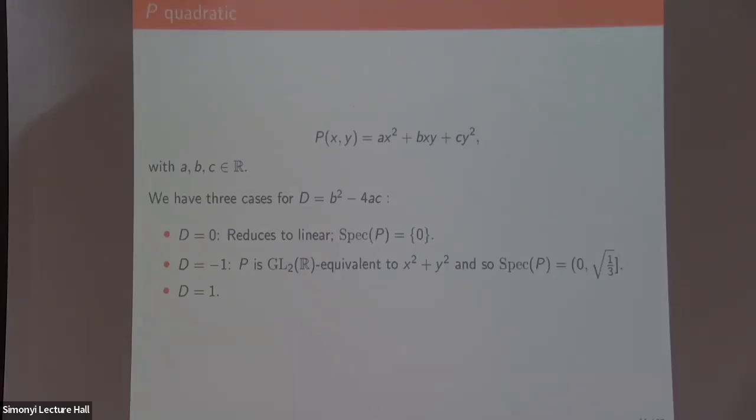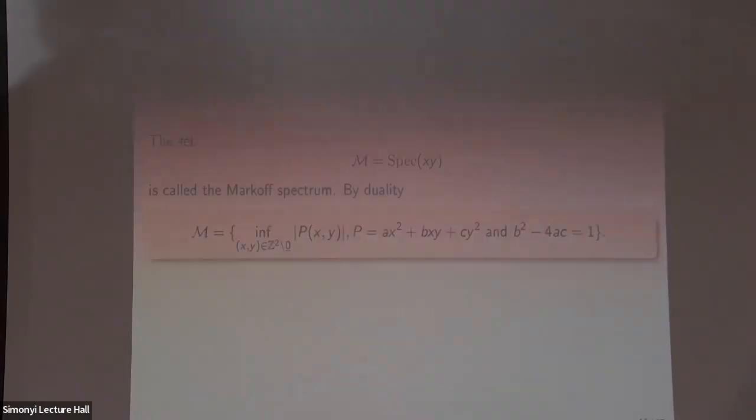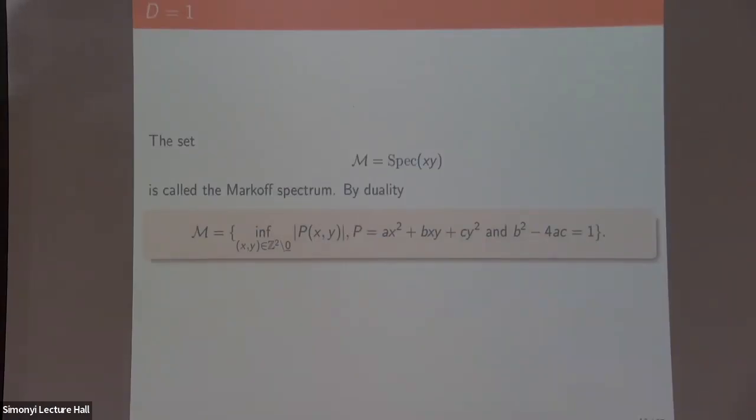And the last case is when the discriminant is 1. This is the most complicated case among the quadratic cases. This is called the Markoff spectrum. Here just take the spectrum of xy, because again, all quadratic forms of discriminant 1 are the same. In the literature, on the internet, Wikipedia, whatever, you usually find it as the set of infima of binary quadratic forms of discriminant 1. Okay, and let's see what we know about the spectrum. Are there any questions first?